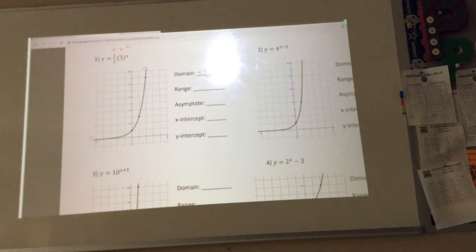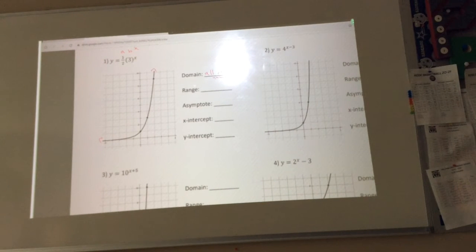Pretty easy, right? Good. Now my range, however, and this is where we're going to get more into detail shortly. Notice that as I'm drawing this line here, it's getting closer and closer to the x-axis. But notice that it's just continuing to go on and on and on. That line is never going to break below the x-axis.